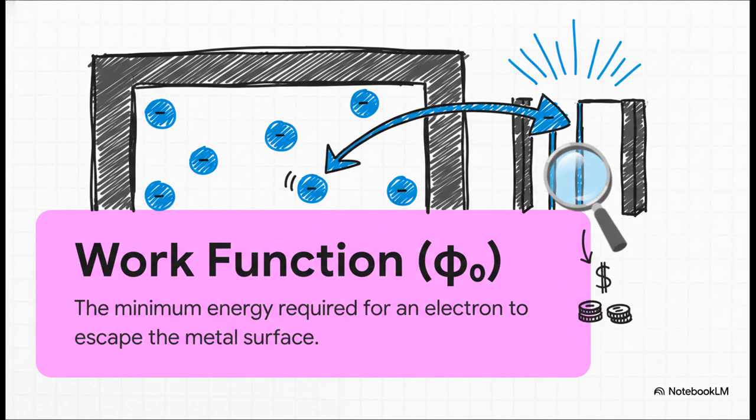Okay, before we go any further, we need to get one key concept down. Just imagine the electrons are kind of trapped inside that metal. To get out, they have to pay a sort of energy toll. You can think of it like an escape fee. In physics, we call this the work function. It's the absolute rock-bottom minimum amount of energy an electron needs to just break free from the surface.